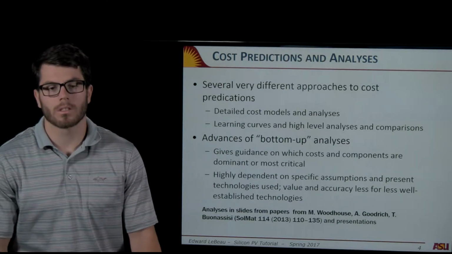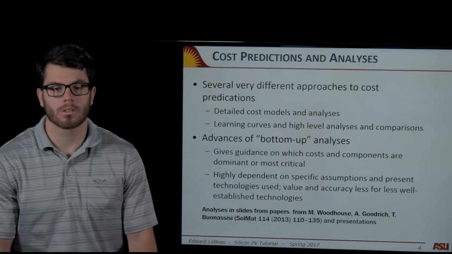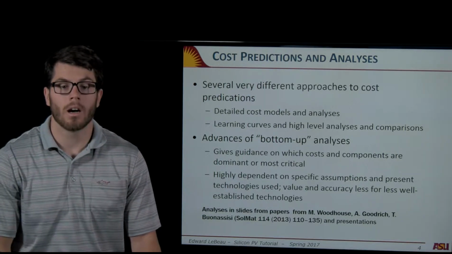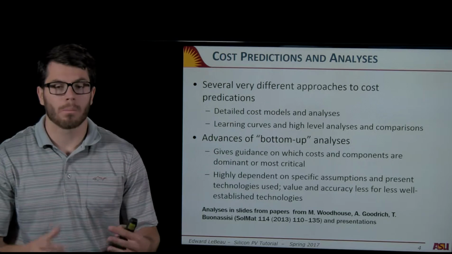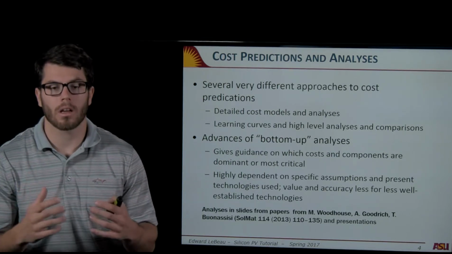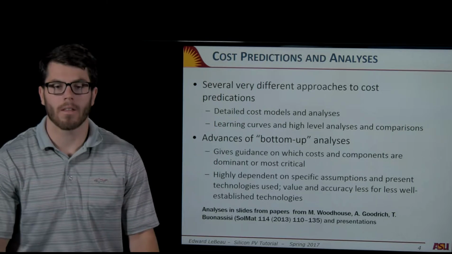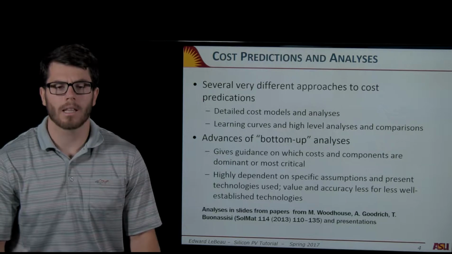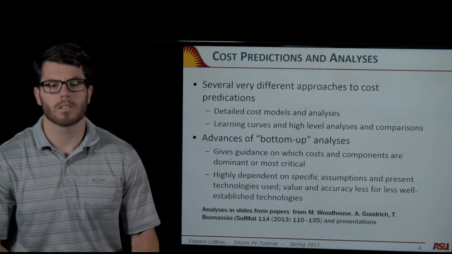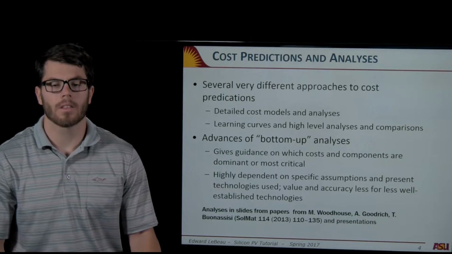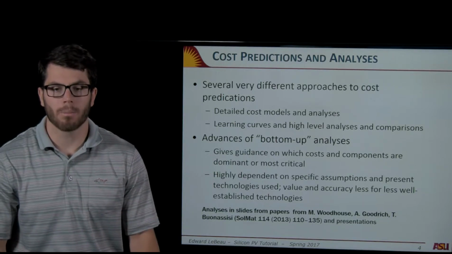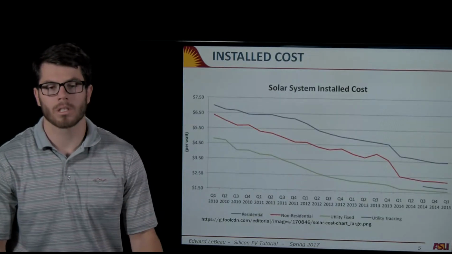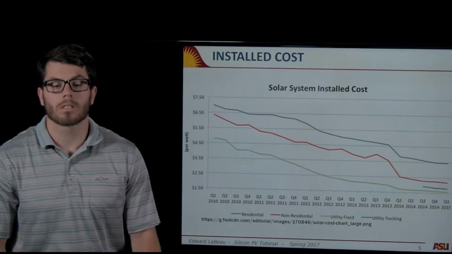There are several different ways to do cost predictions. There are some different detailed models and things like that. We'll be doing a bottom-up analysis, and that basically takes all the components, defines how critical they are, what they cost, and then adds them all up, and that's your cost analysis with some other things here and there. This is highly dependent on some assumptions and present technologies, and this is a fairly accurate and very common cost prediction method. So first things first, we'll look at the solar system installed cost.